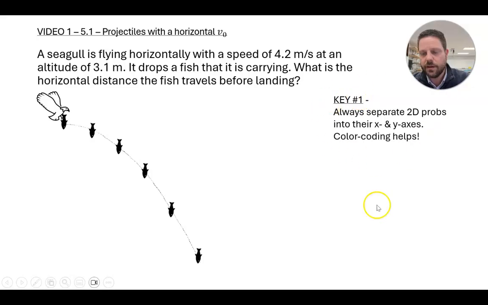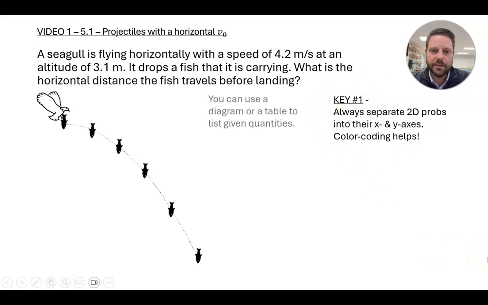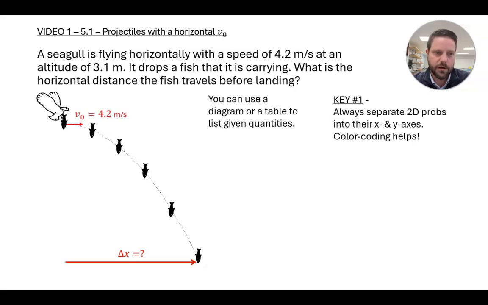So the key here is we're going to separate the two axes, and to do that, it's helpful to either diagram or list out our givens. If we do a diagram, for example, then my delta x that it travels is what I'm solving for. My v naught is 4.2, and that's horizontal. Vertically, I'll use blue. Delta y is 3.1 meters down. And then the accelerations I know are 0 along the x-axis, and then 9.8, or we can use 10, downward for the vertical acceleration.